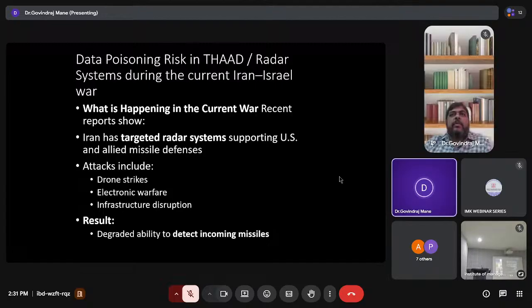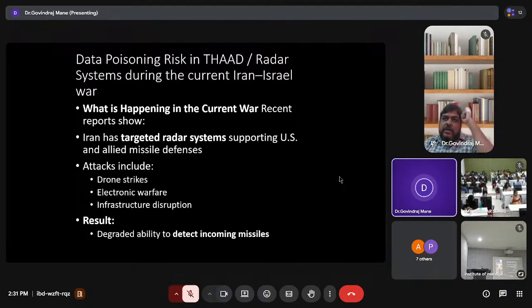What is happening in the current war, per the recent report? Iran had targeted this radar system supporting US and Israeli missile defenses. THAAD is a very strong radar system that was implemented in Israel, and it could detect very high level ballistic missiles and any other missile attacks, and it could strike down that particular air attack immediately. But Iran was successful in destroying that particular THAAD radar system.